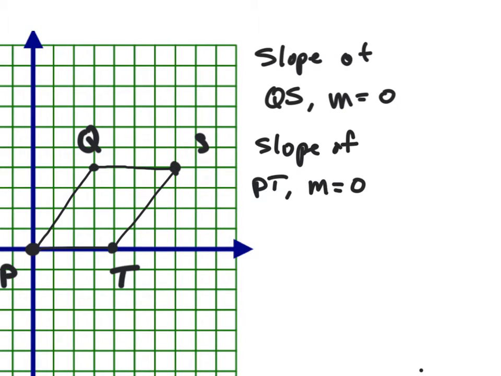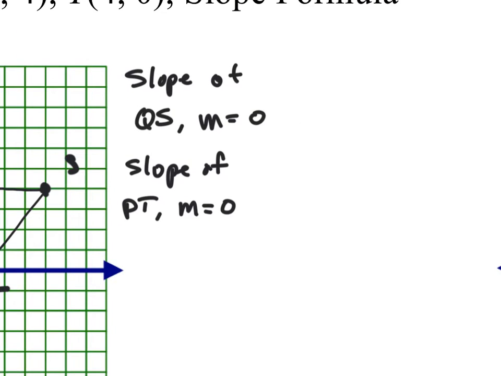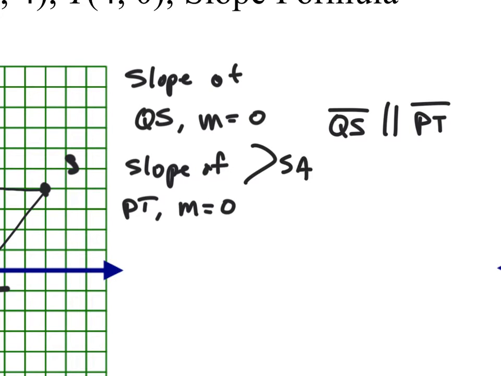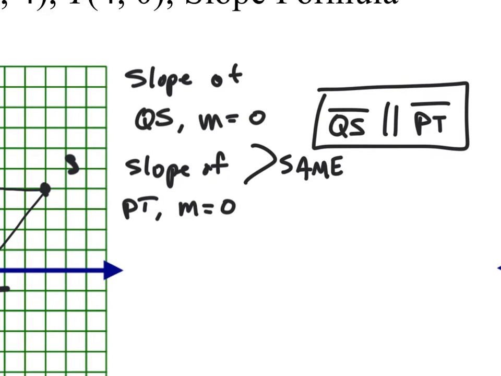So I know this. I can then conclude that segment QS is parallel to segment PT. They have the same slope, so those are parallel. So that's one pair of opposite sides that are parallel.